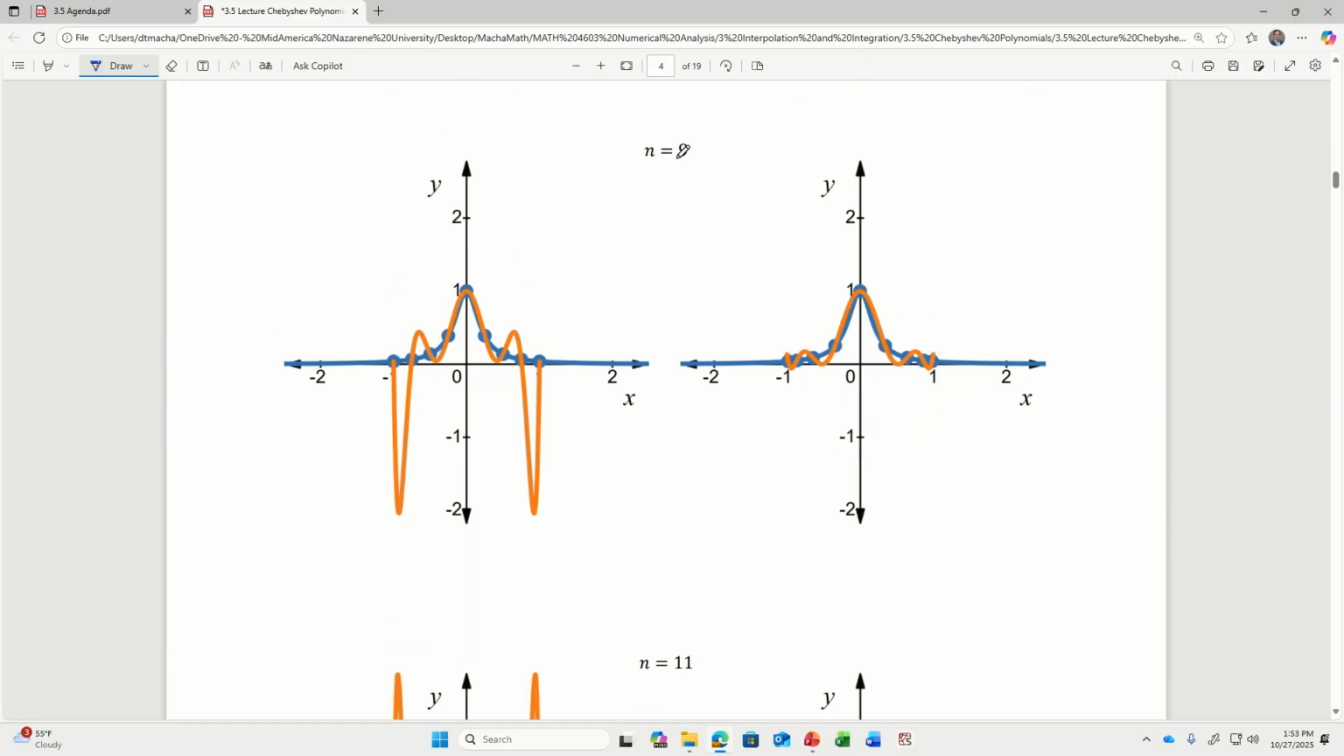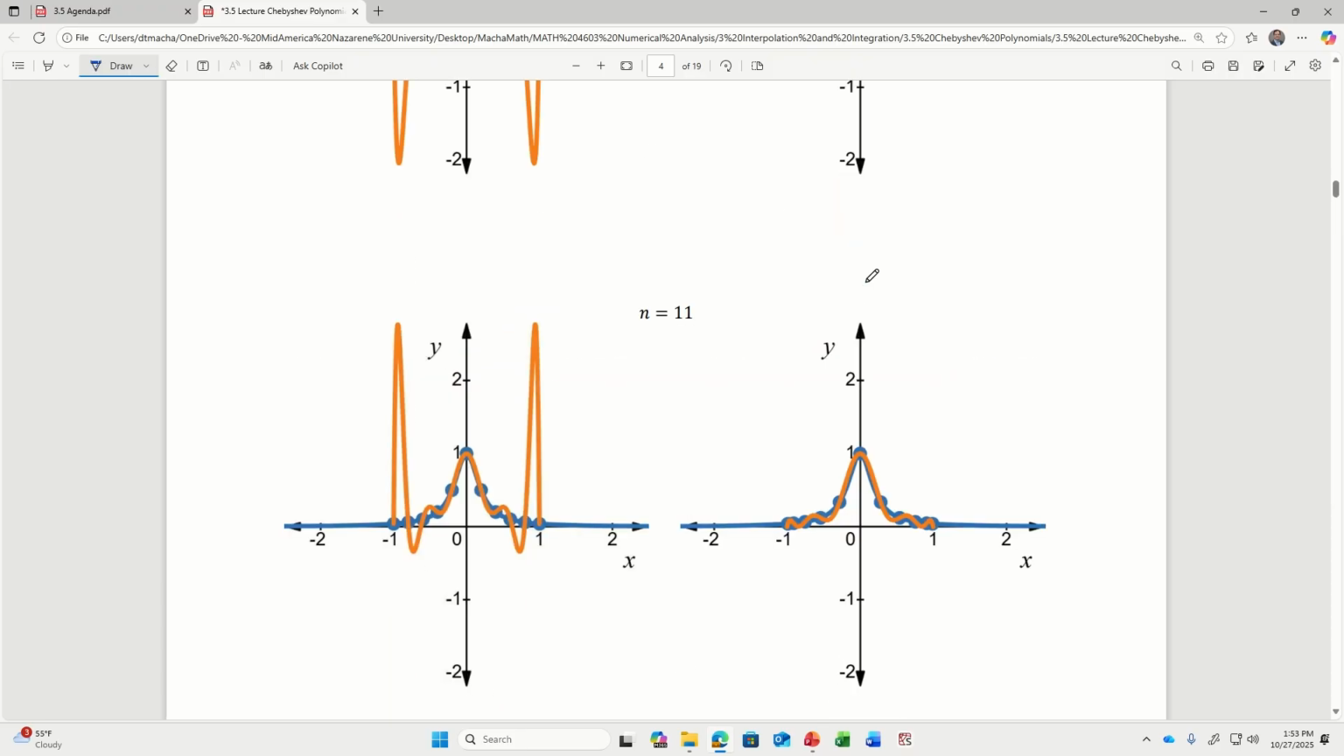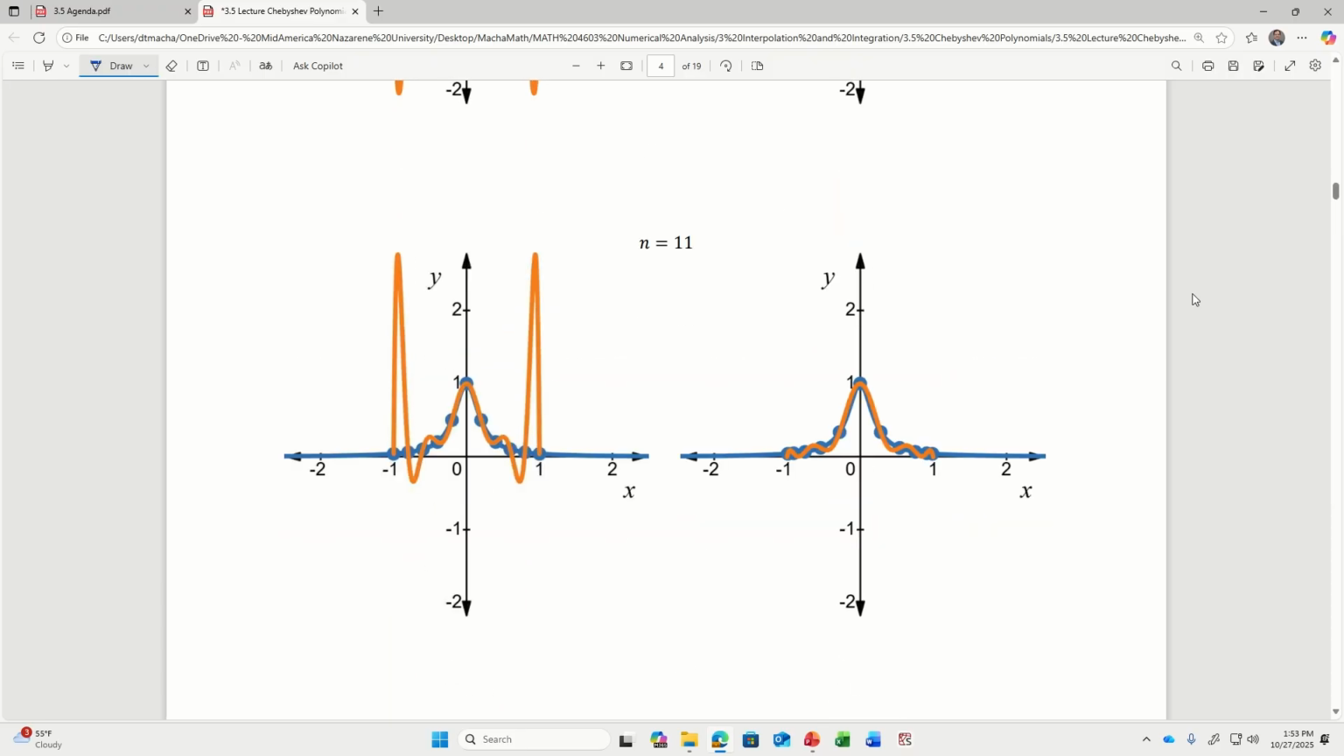And then here's 9 nodes and 11 nodes. But see, the Chebyshev nodes of the first kind are eliminating Runge's phenomenon. It's converging, the orange polynomial is converging towards the blue function more uniformly. You'll end up with the crazy lumps.